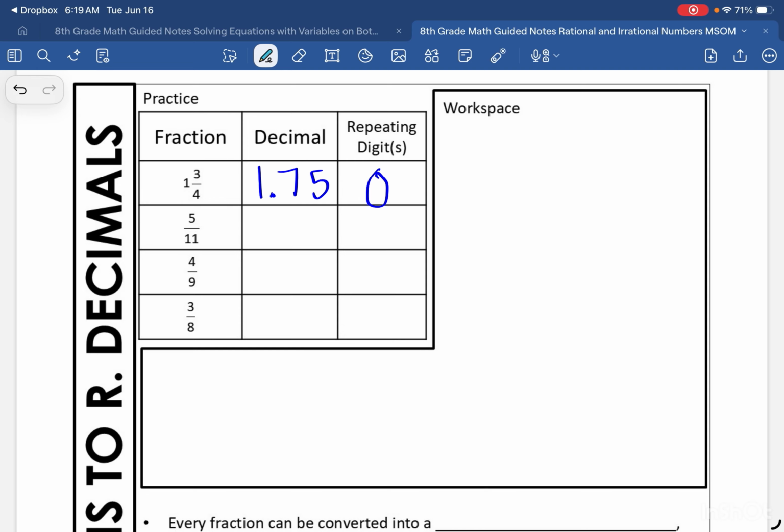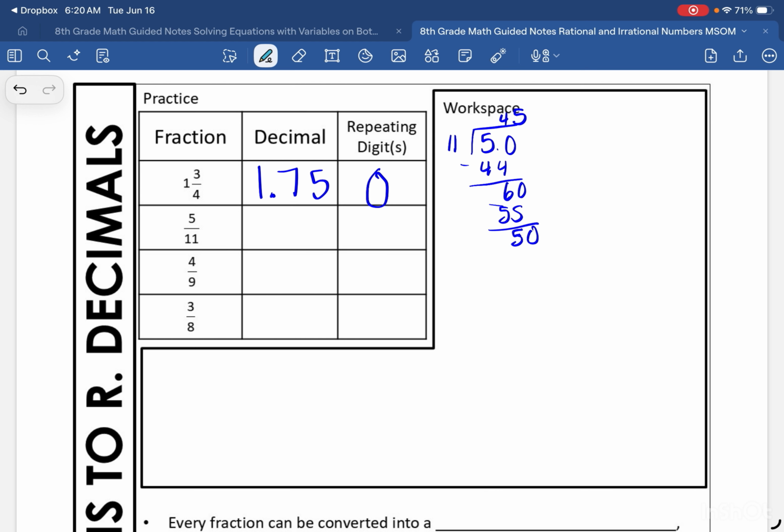5/11. So let's divide that out over here in our workspace. So 5 divided by 11. 11 does not go into 5. 11 goes into 54 times. 11 times 4 is 44. So I subtract that, I get 6. Bring down the 0. 11 goes into 66 5 times, which is 55. Then subtract that and I get 5.